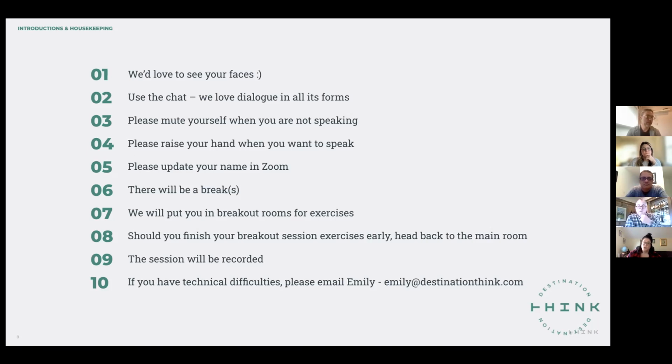And then lastly, we are recording the session purely for our team to distill all the insights after our call and make sure that we're capturing everything, including the transcript within the chat itself. Lastly, like Emily said, she is your tech support, but I am also around if you have any issues.